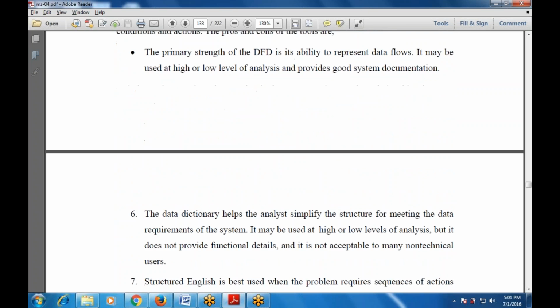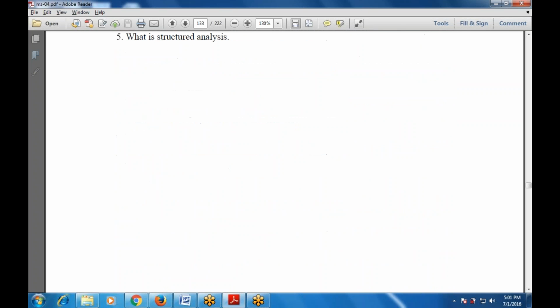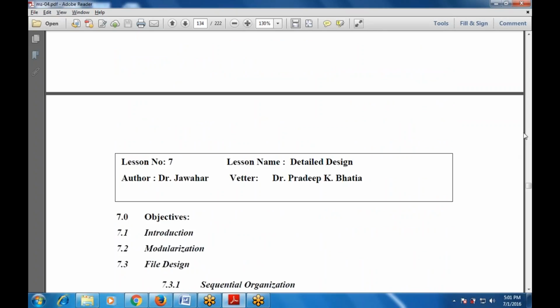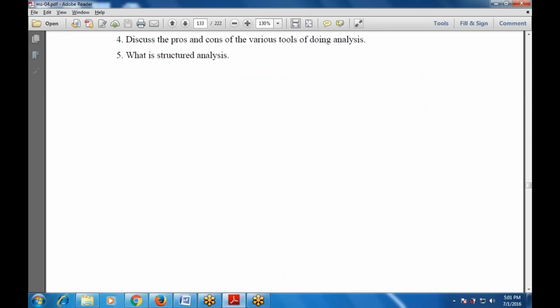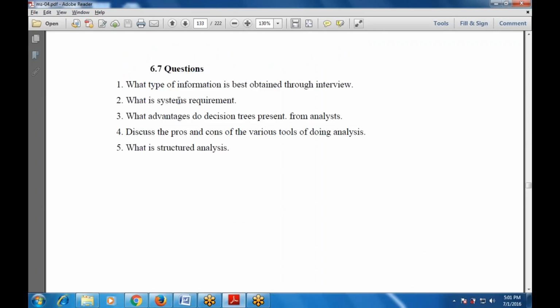These are the advantages and the disadvantages. So first, what is the system requirement? That means what is the meaning of the system requirement? What are the various techniques?